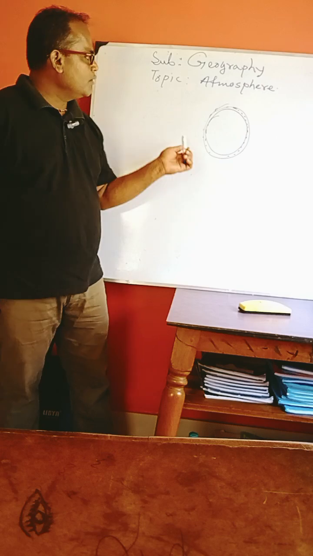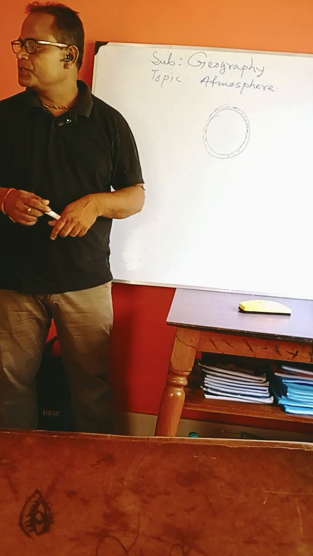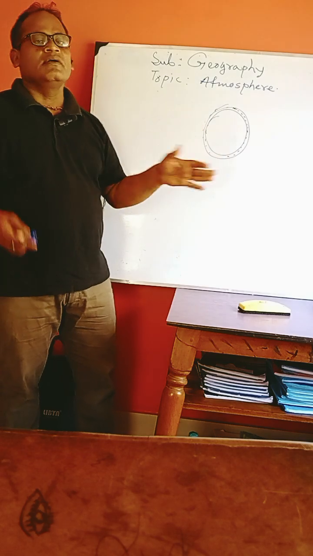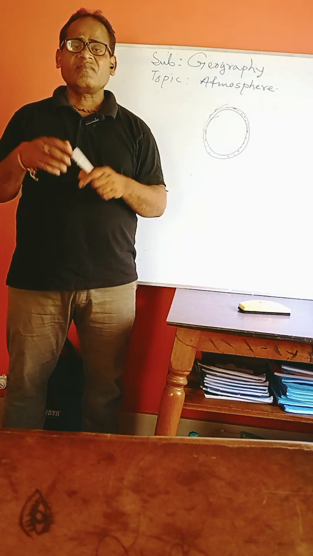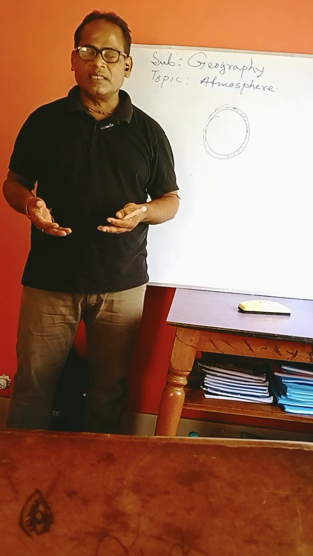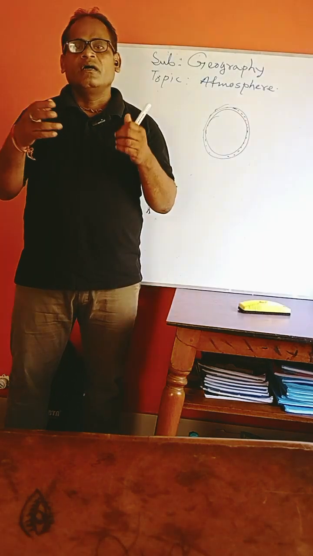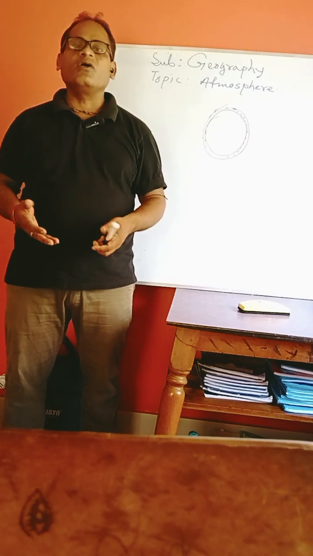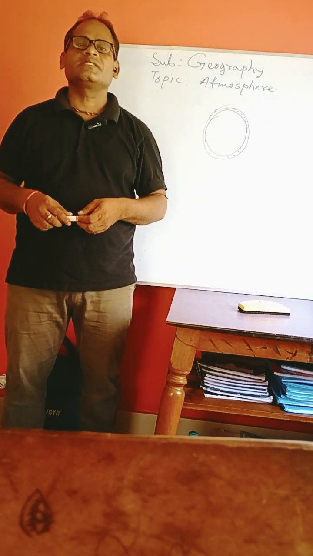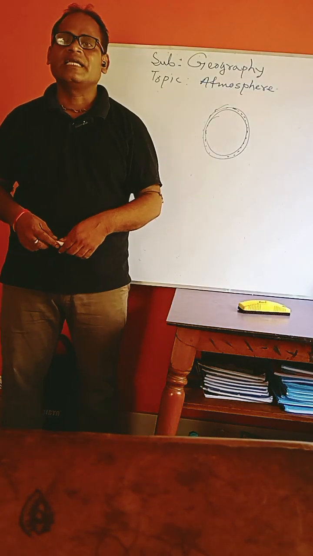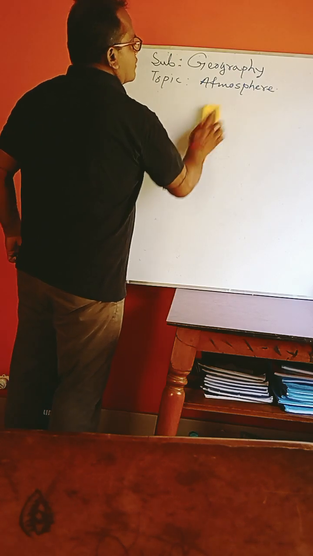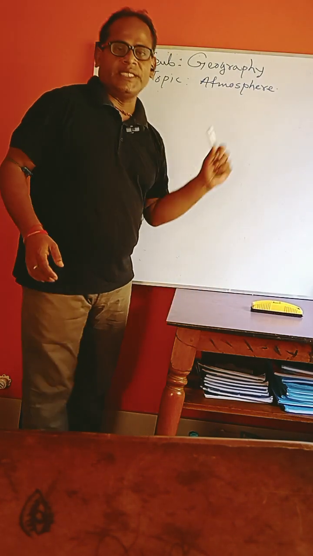So I'm sure you have understood what is composition of atmosphere. Is that clear? So again, atmosphere is a thin layer of gases that surrounds the earth. It is made up of, I have already told you, dust particles, water vapors and various gases. So now you can ask me question number 3.